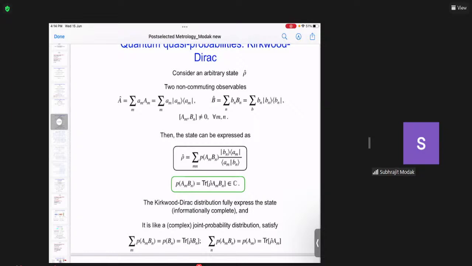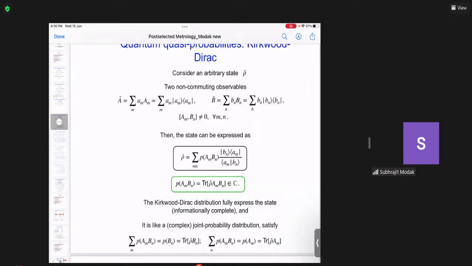In the first box, the other term apart from P(A_m, B_n) is known in the literature as the conditional state coming out of the successive projective measurement. So what is special about the Kirkwood-Dirac distribution? It is a complex-valued distribution, and if you take the marginals, they give exactly the classical distributions. If you sum over m, you get the trace of rho B_n, and similarly when the summation runs over n. So it might seem like a joint probability distribution, but in a complex sense.